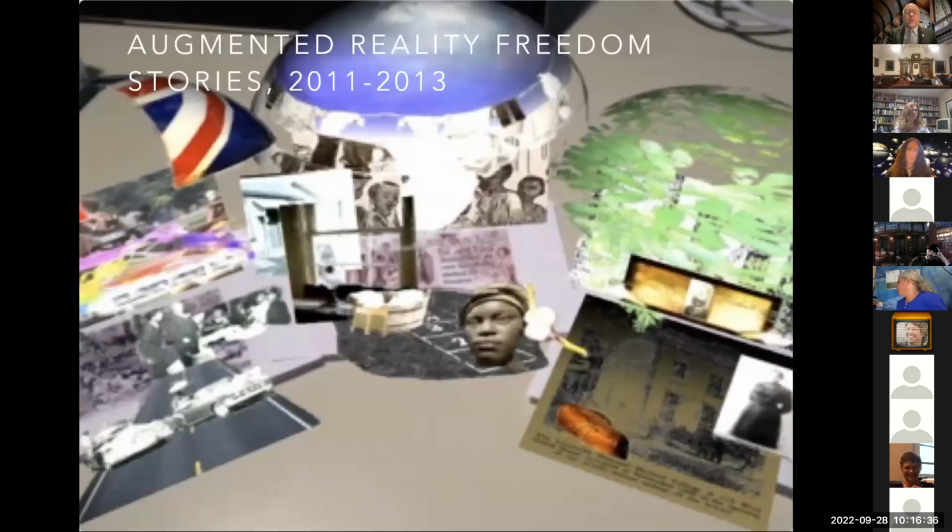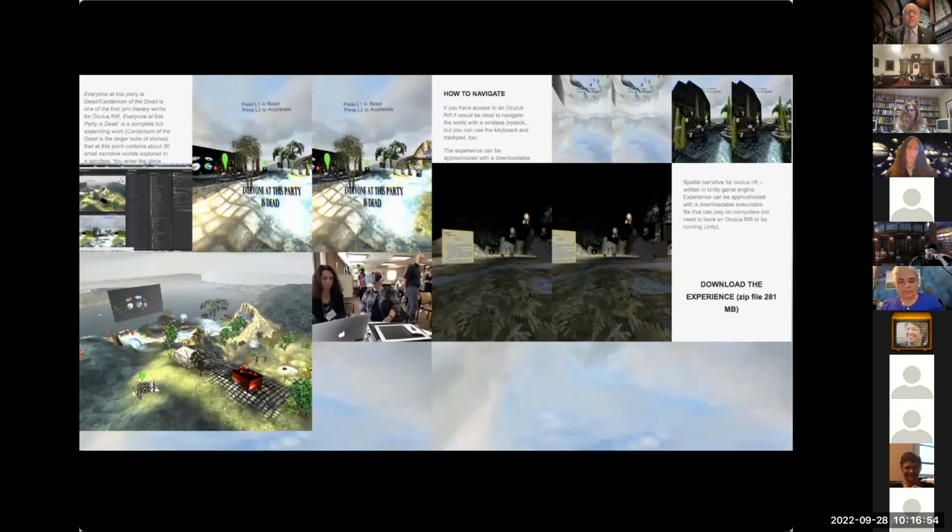We had a series called Augmented Reality Freedom Stories that our lab did in collaboration with the Harriet Tubman Center. These often had a lot of text, sometimes hard to read, but the idea was that you'd have these kind of jewel boxes of historical documents and original narration. I'll go faster now.